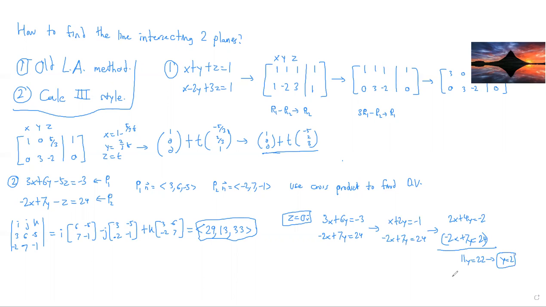Okay, and x, let me think. x plus 2y is -1. X plus 4 is -1. So x is equal to -5. Yeah, so x is -5, y is 2, z is 0. This is the starting point on the xy plane. So the line of intersection of the planes is (-5, 2, 0) plus t, the parameter, times (29, 13, 33).